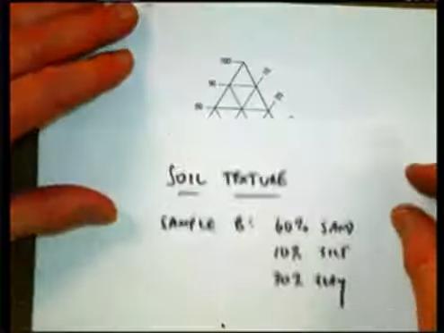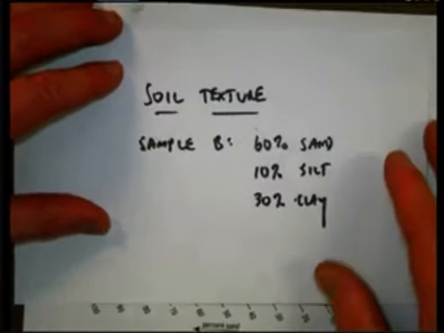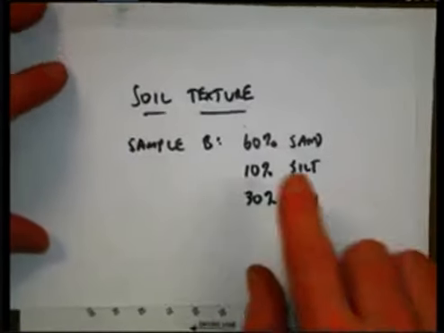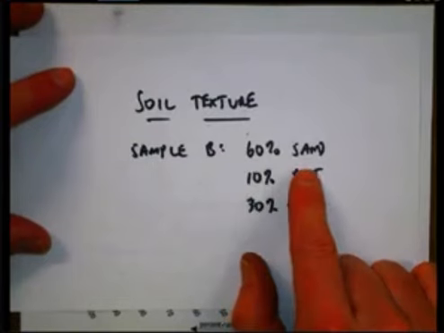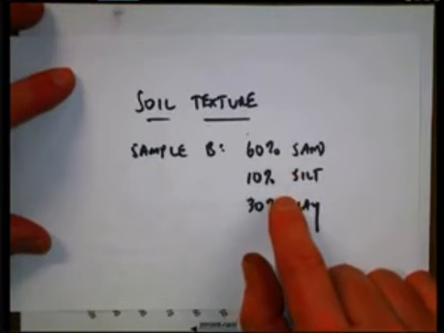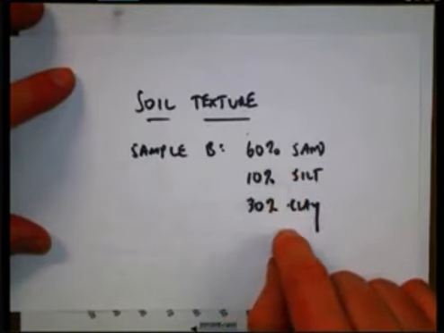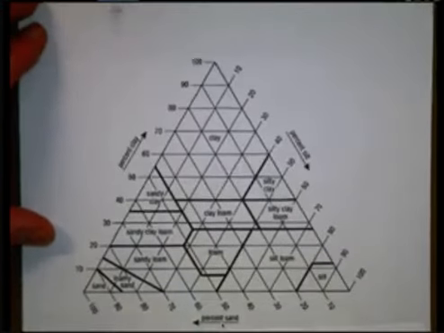Second example. New ternary diagram, new sample. So we'll call this one sample B. It has 60% sand, 10% silt, and 30% clay. So let's do that one. We'll do the sand first.